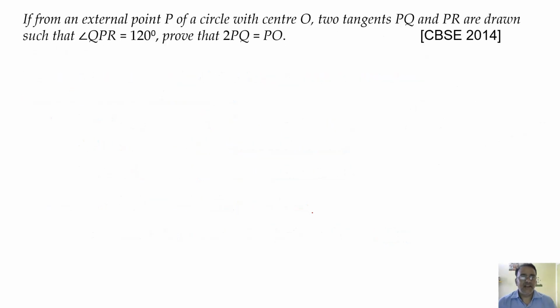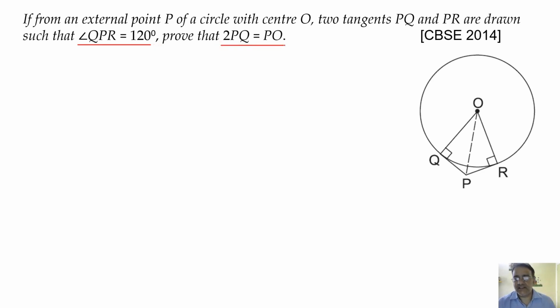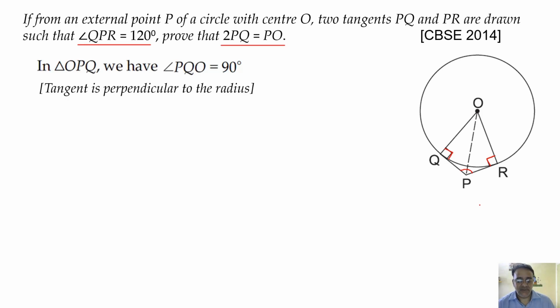Next question. If from an external point P of a circle with center O, two tangents PQ and PR are drawn such that angle QPR is equals to 120 degree. Prove that 2PQ is equals to PO. So this is the diagram. This angle is given 120 degree. Okay. So first of all, we have to claim that these two are 90 degree. ये दोनों 90 degree है. कैसे? Because tangent is perpendicular to the radius, right?